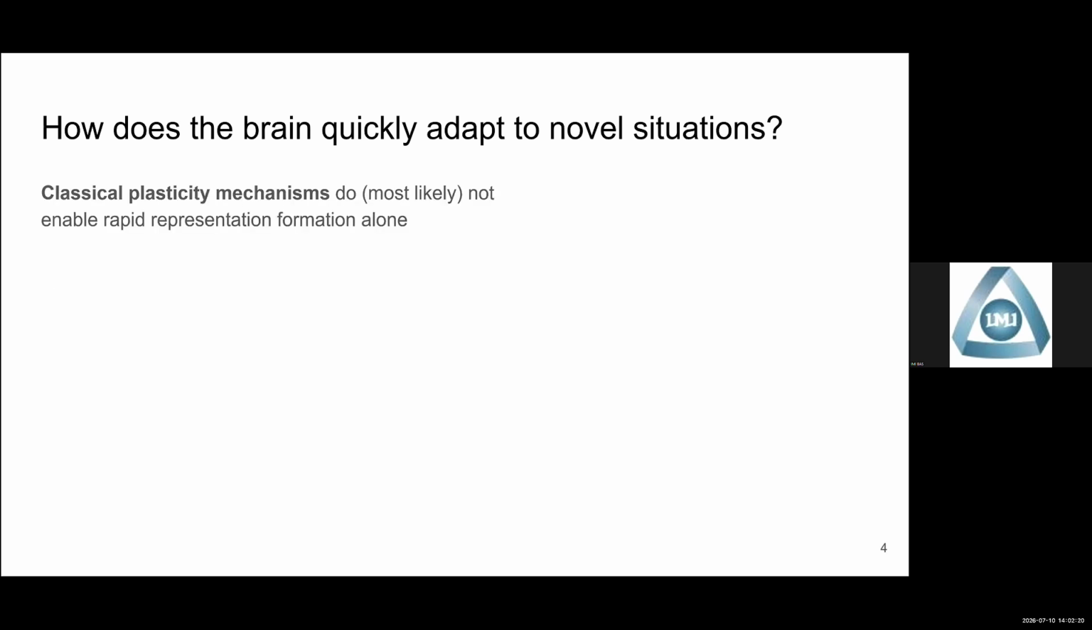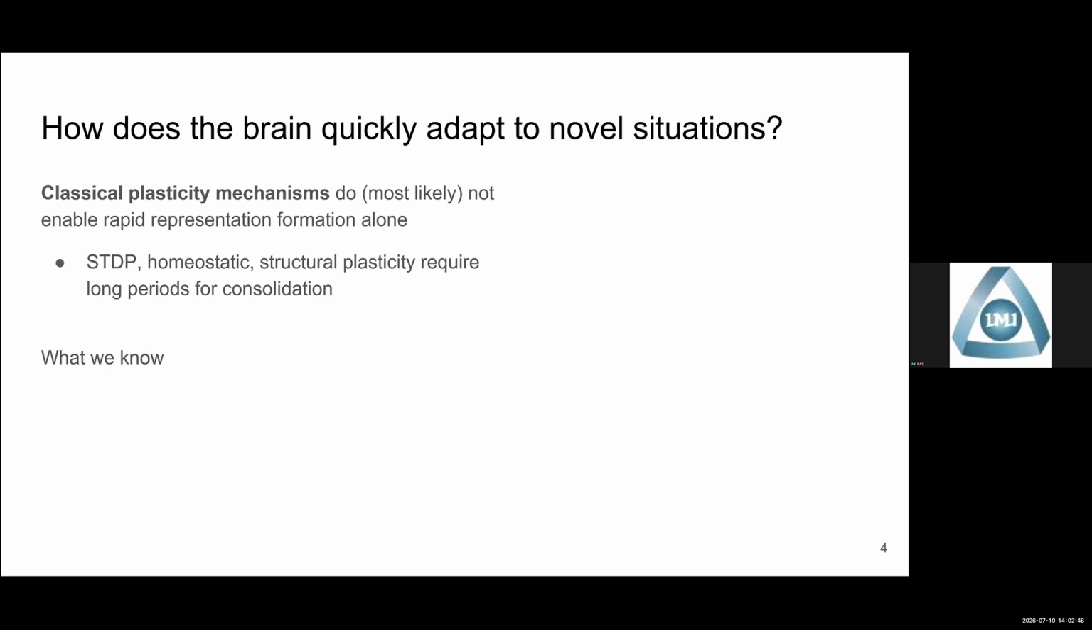Classical plasticity mechanisms most likely are not fully responsible for this, and this has multiple reasons. For example, spike timing dependent plasticity, we heard about this earlier, or homeostatic or structural plasticity, they usually require, under physiological conditions, long periods of time for the consolidation, for the emergence of these new representations. It can work, but it needs a lot of time. But if we now look beyond those very classical plasticity mechanisms, what do we actually know about the rapid formation of new representations?